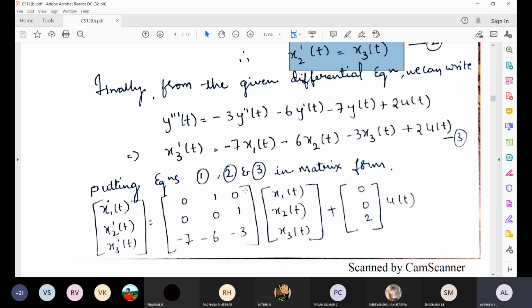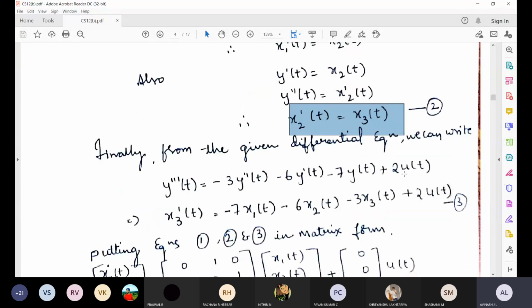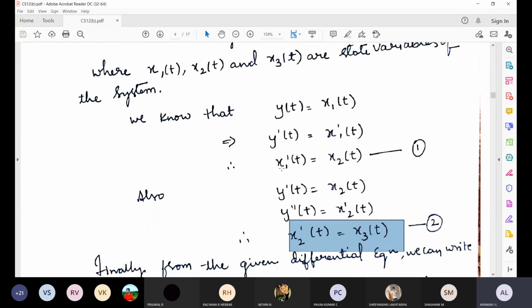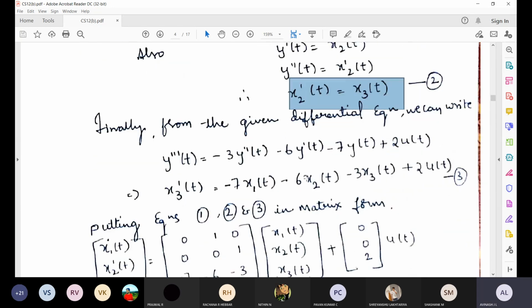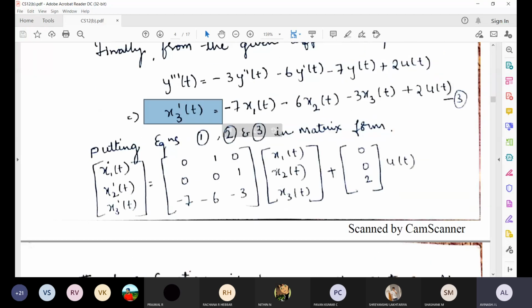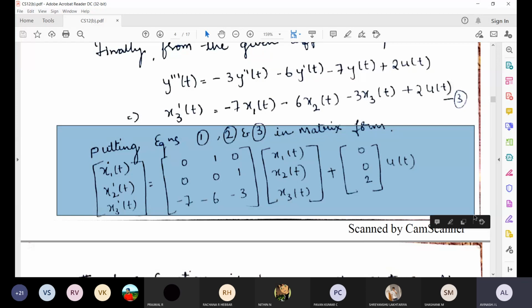Now in this particular problem, putting equations 1, 2 and 3 in matrix form: equation number 1 gives x1 dash of t, x2 dash of t, x3 dash of t. In equations 1, 2 and 3 we have found these out. You put all these equations in matrix form, and if you do, you will get it like this.